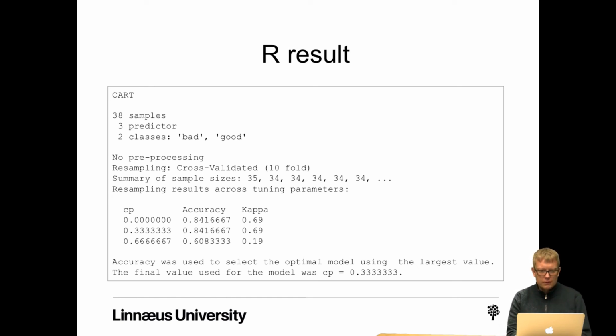We have 48 examples here, and the result presents results using a few different parameter values, and the best result was 84.16667%. And that's slightly better than Weka, but I haven't tried Weka using the manipulated dataset where each example was presented twice.